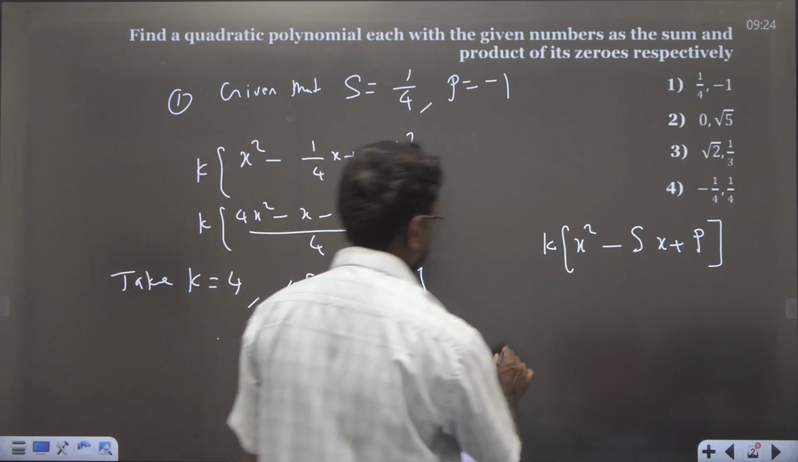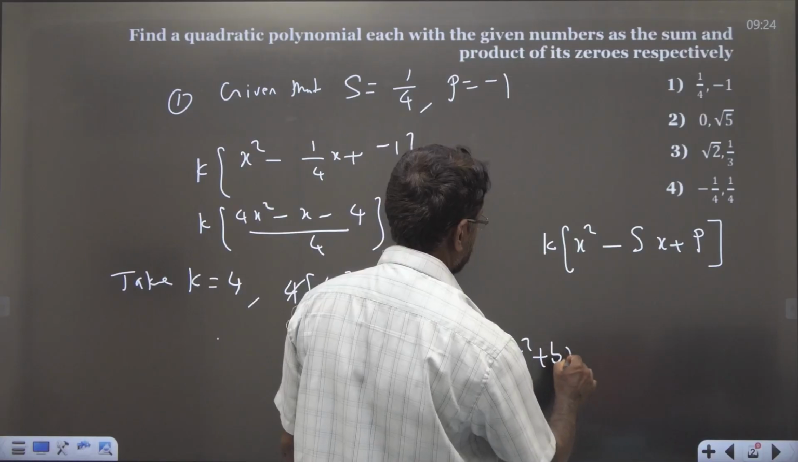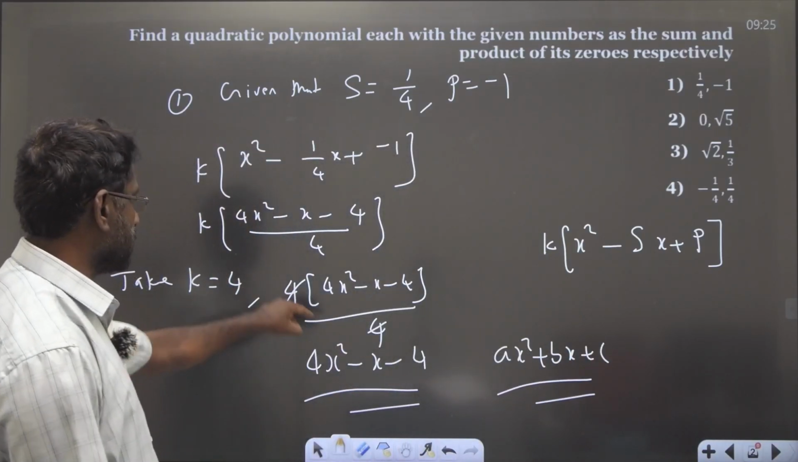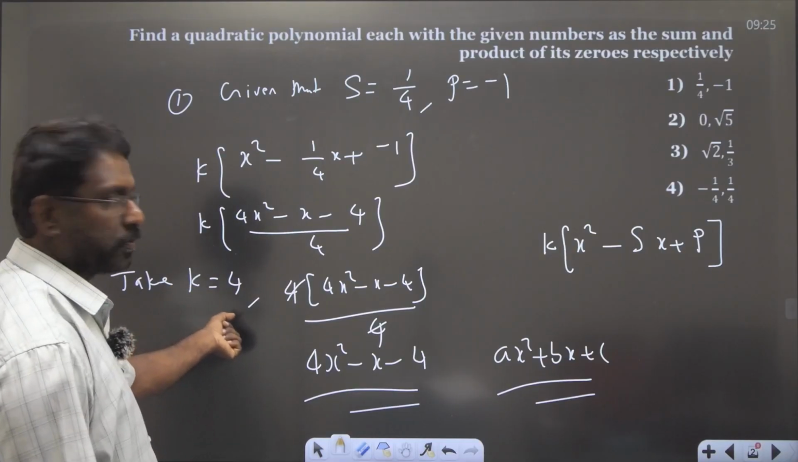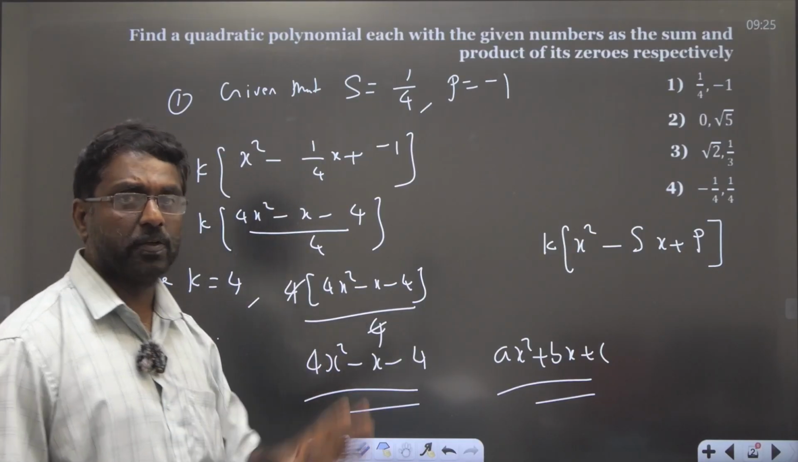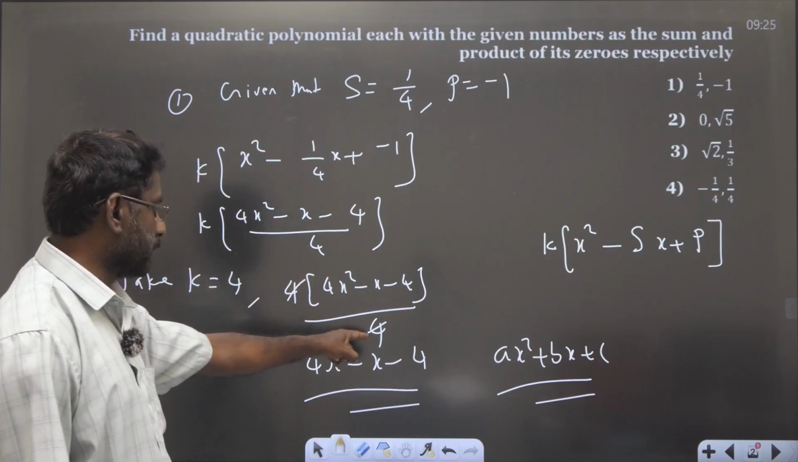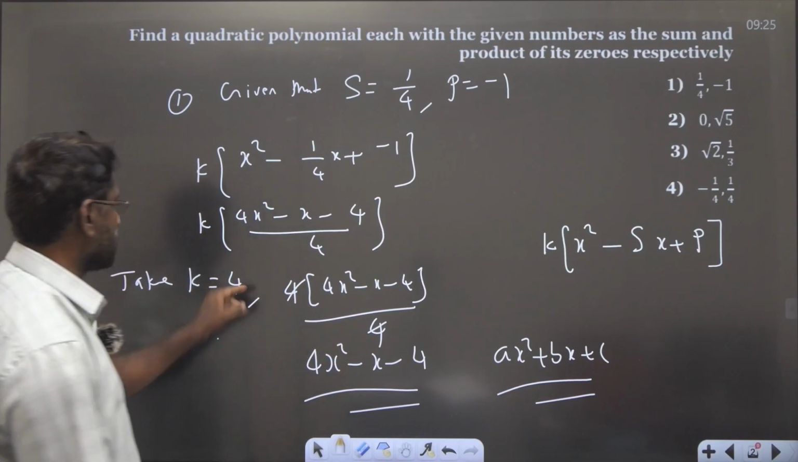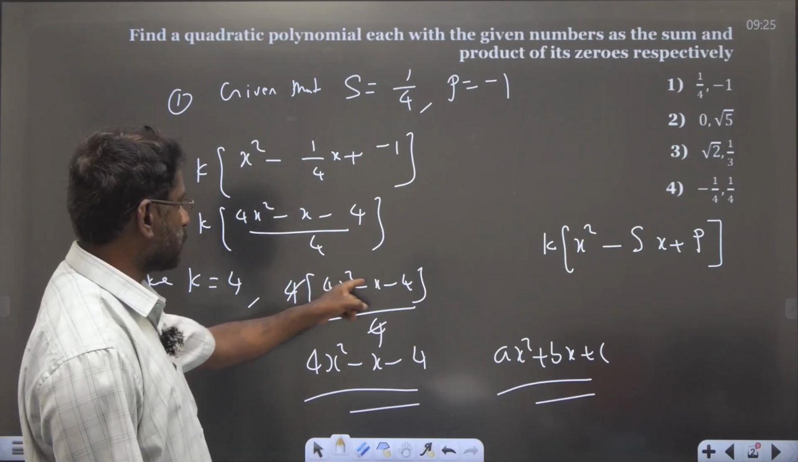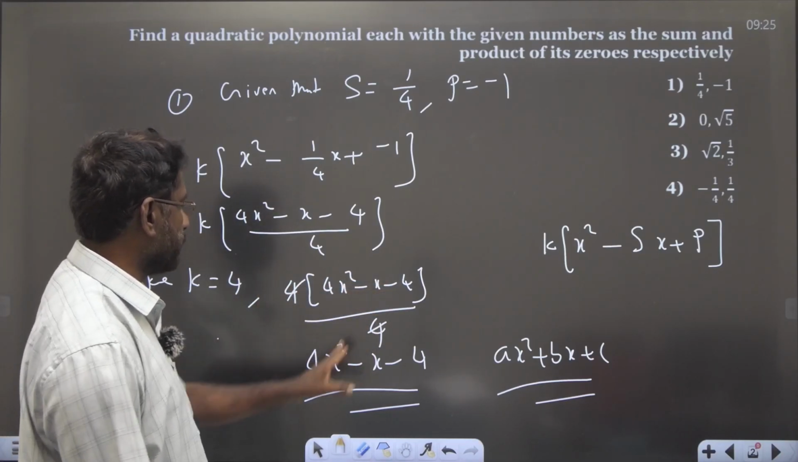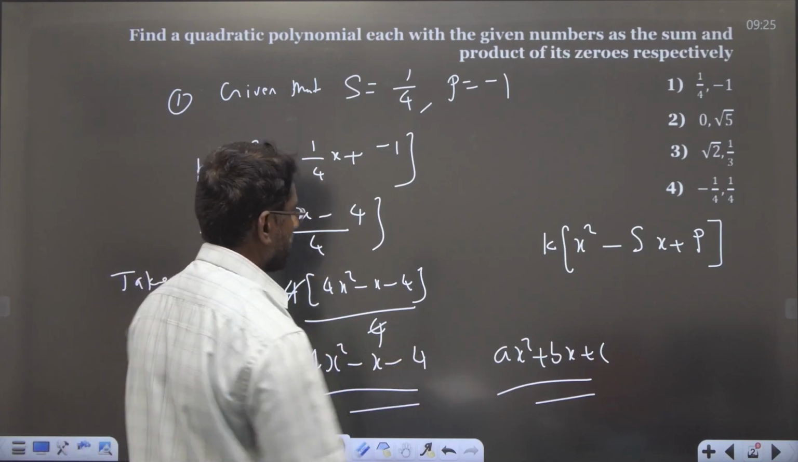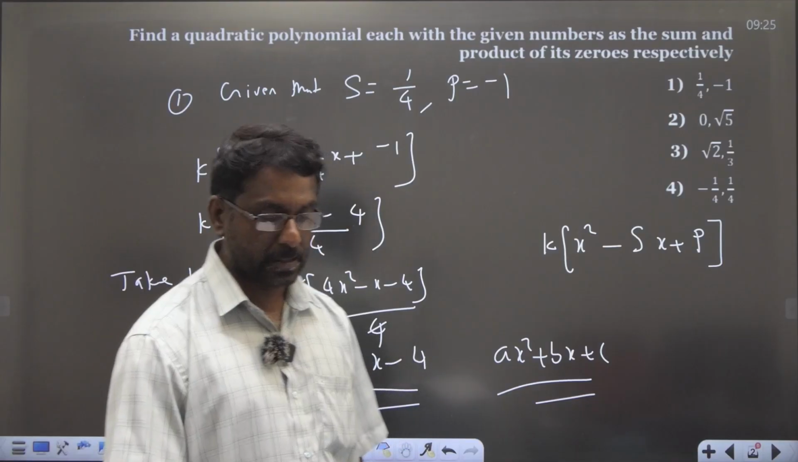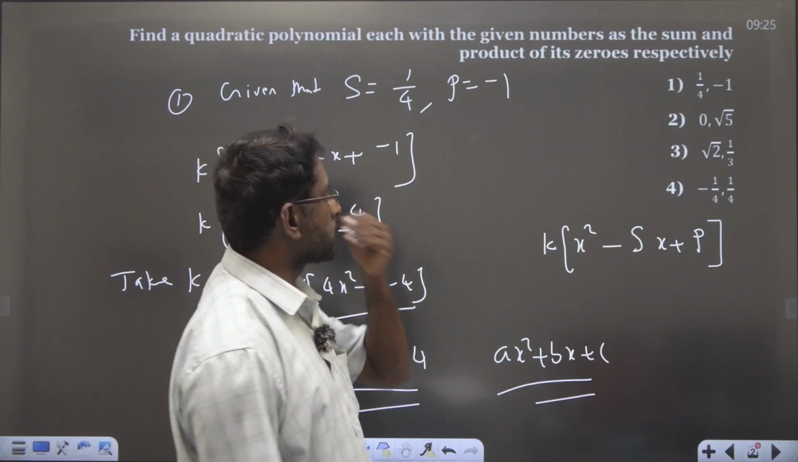What is the standard form? ax square plus bx plus c is the standard form. So how can we convert this into standard form? Take k equal to 4. k can be any value, no problem. But here the denominator is 4. How can we cancel 4? For that, take k equal to 4. 4 into 4x square minus x minus 4 by 4. The 4 can be cancelled. You will get a quadratic polynomial in standard form, ax square plus bx plus c. This is the answer. Then next question.